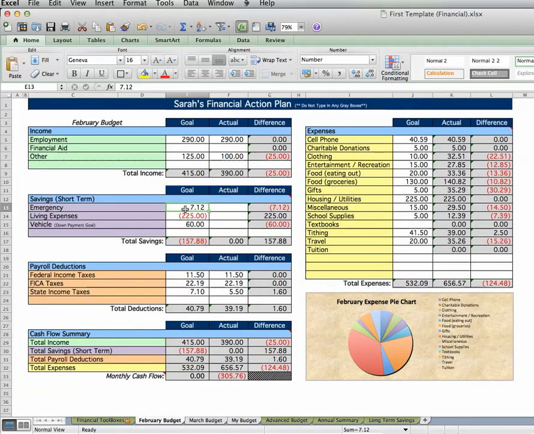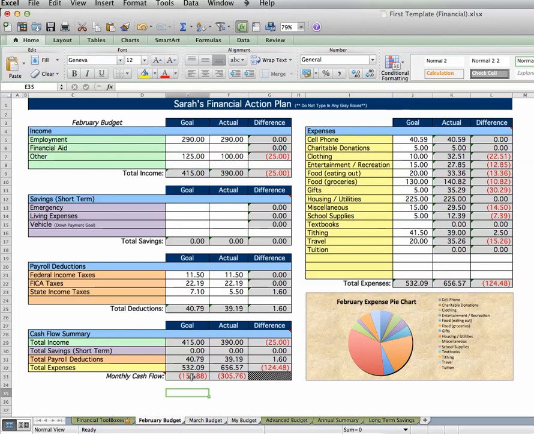If I were to pull, for example, those out for just a moment, this will better help you to see the cash flow idea as well. So now I have zero from savings. Income's coming in at $415 as a goal. She has a goal over here of spending no more than $532.09 in expenses, and then of course her payroll deductions. Well, notice that the cash flow is a negative there.